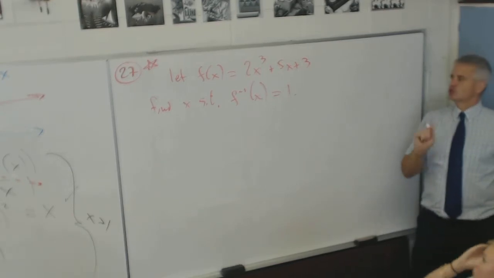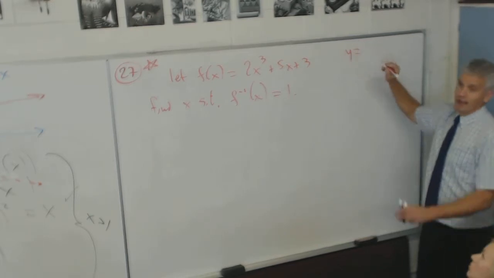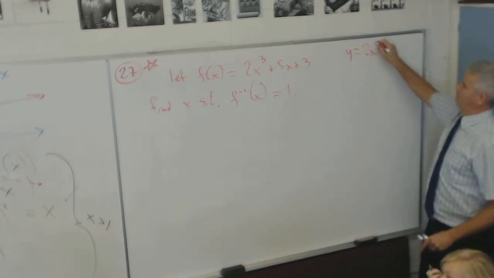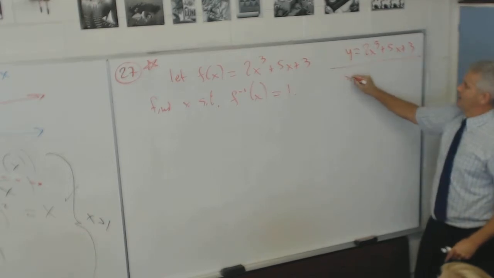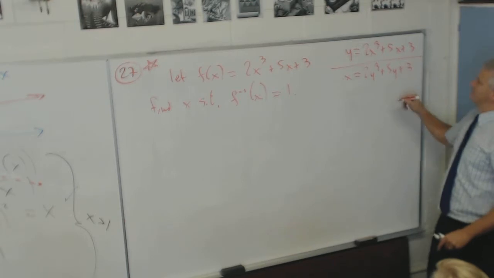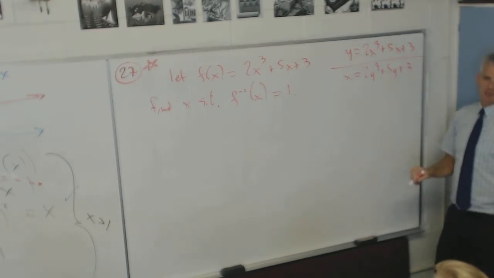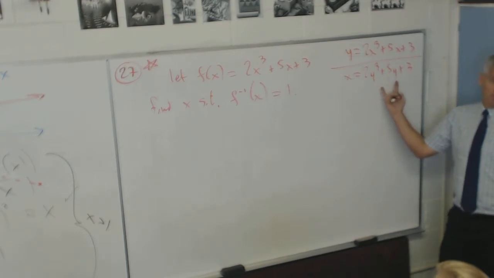Many students try to find the inverse, just like Maddie did on the first problem. They draw a line, swap the x's and y's, and Arshel, what's next? I'm trying to get y alone. We're in trouble, aren't we? We can't get y alone with a y cubed and a y.